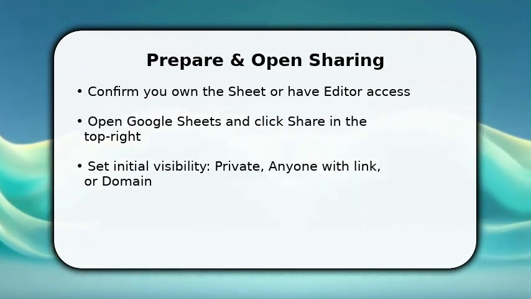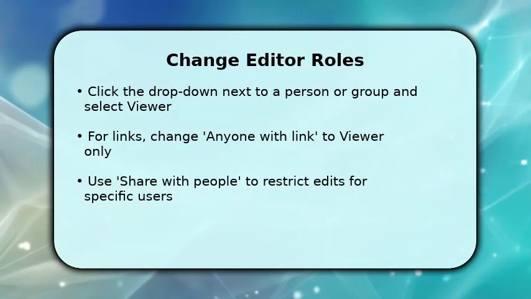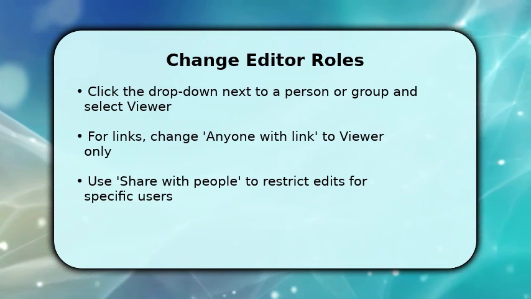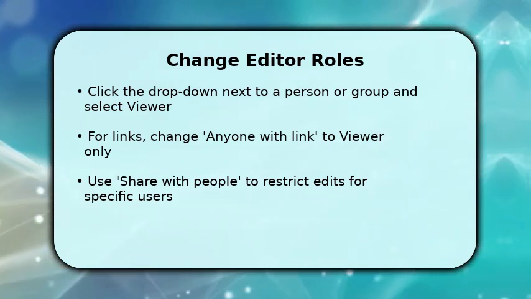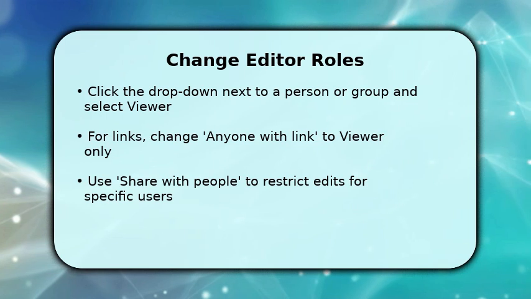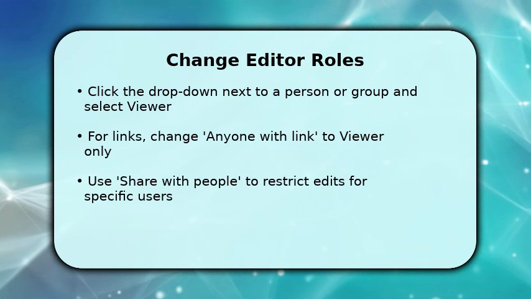Click the drop-down next to each person or group and select Viewer so they can only read. If the file is shared via link, change link access to Viewer to prevent anonymous edits. For tighter control, use Share with People to grant viewer to selected emails only. This removes edit rights but keeps access.